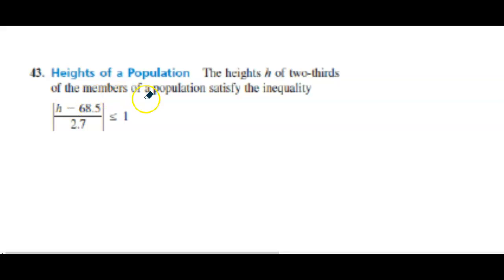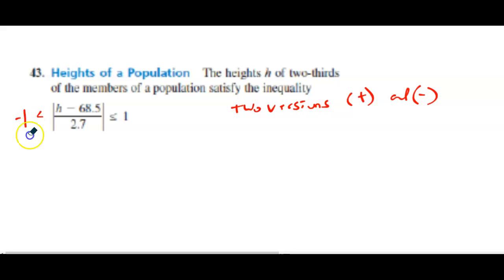But what we got here is, first of all, I want you to know that this is absolute values. So you have to have two versions. Alright, two versions. You have to have a positive and a negative. Okay? So I'm going to add to this negative 1. Alright?